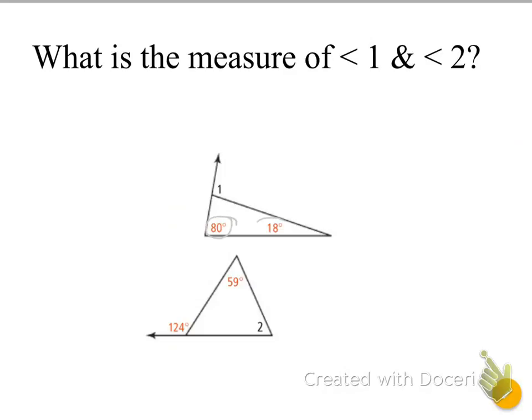Okay, so if I add my two interiors together, I get 98, which means angle 1 should be 98 degrees. Okay, I'm going to zoom in on this one. This, I could do two different ways. I could say angle 2 plus 59 should equal my exterior, 124, in which case I would subtract. So my angle 2 would be 65 degrees. Or what I could do is take 180 minus 124 to get 56. Add these two together and subtract it from 180, and you should still get the same answer.